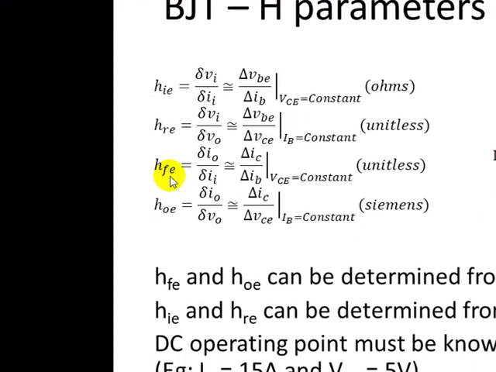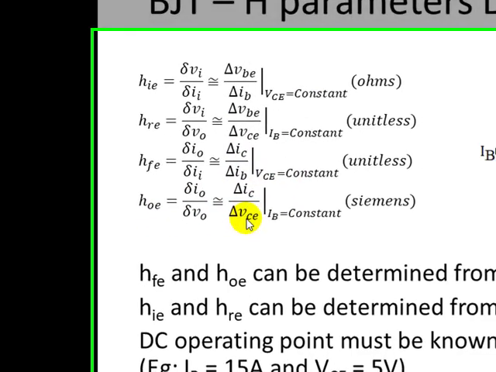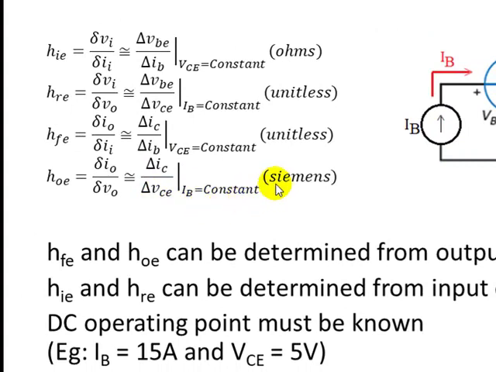HFE is also called beta AC or just beta. We have beta DC also. If we take absolute DC values, IC by IB, that ratio is beta DC, whereas beta AC or HFE is change in IC to change in IB when VCE is constant. Similarly, HOE is change in IC by change in VCE when IB is constant, and this has a unit of Siemens. We can obtain HFE and HOE from the output characteristics and HIE and HRE from the input characteristics.